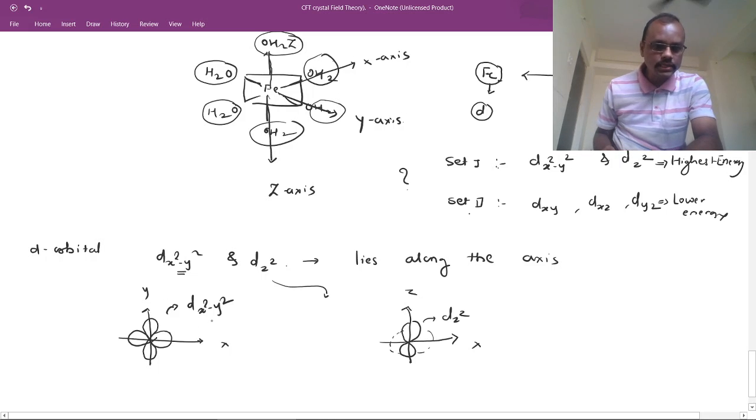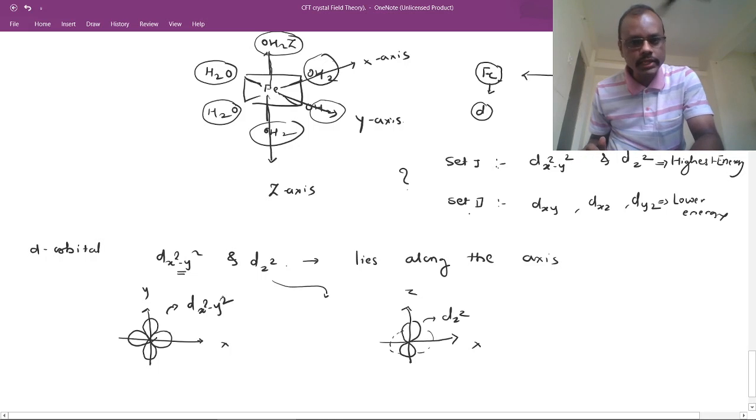If the ligands are approaching along the axis, the orbitals that are directed along the axis will experience maximum repulsion between the lobes and the ligands. As a result, these orbitals occupy the higher energy level. So dx square minus y square and dz square occupy the highest energy level, whereas the orbitals dxy, dxz and dyz are directed in between the axis.